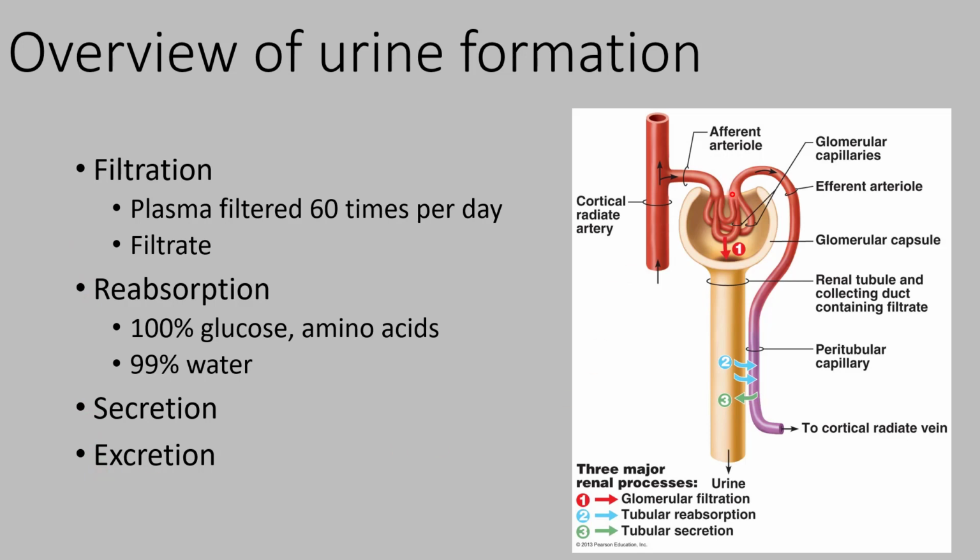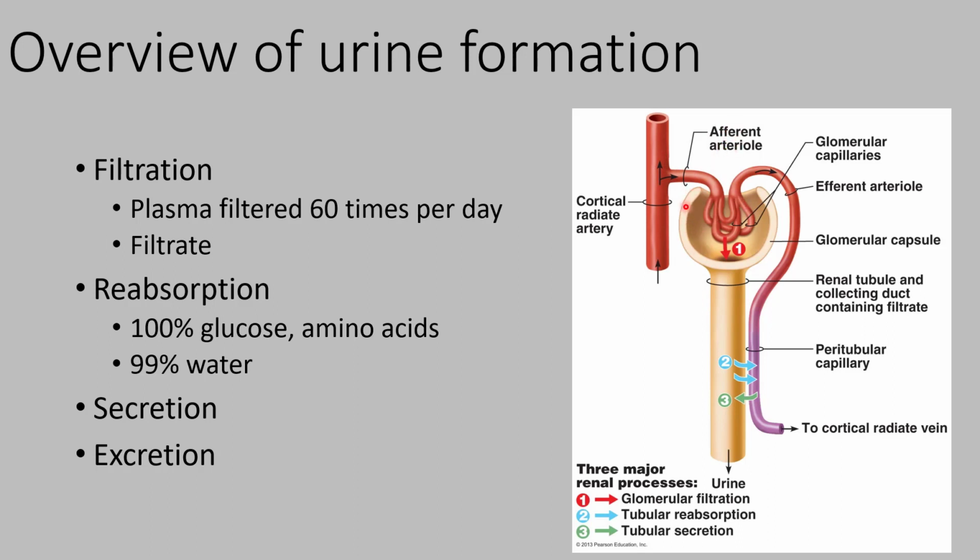Now, over here on the right, this is the very, very first part of a nephron. Really, some of this isn't even a part of the nephron. So this red vessel here, this is an artery that's bringing blood towards the nephron. Coming off of that artery is a small vessel called the afferent arteriole.